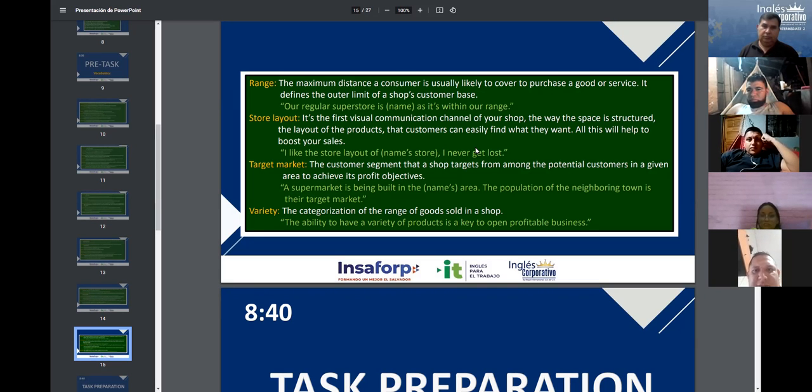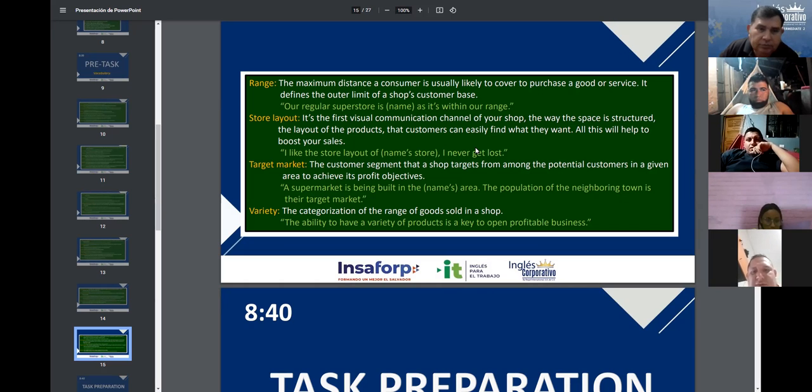Store layout is the first visual communication channel of your shop. The way the space is structured to show the layout of the products lets customers easily find what they want. This will help to boost sales. I like the store layout of this store. I never get lost.